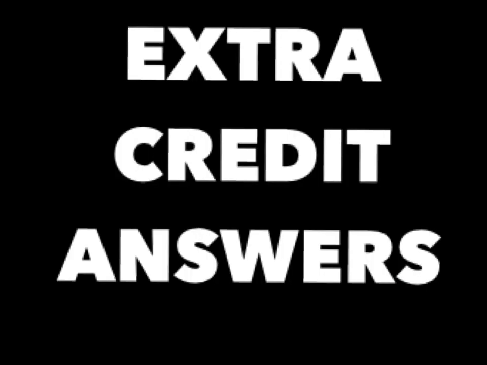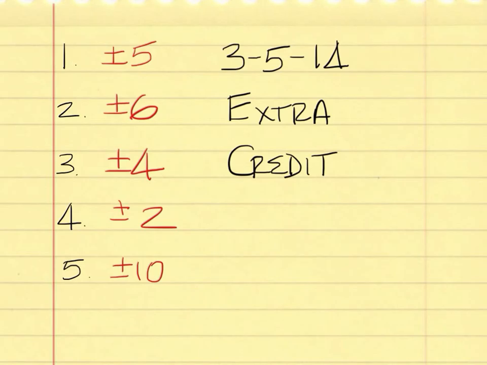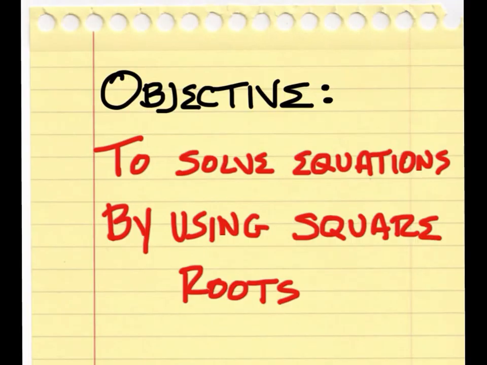Extra credit from last night. You must have the plus or minus sign with the answer. These are 3 points each. Today's objective is to solve equations by using square roots. To solve equations by using square roots.